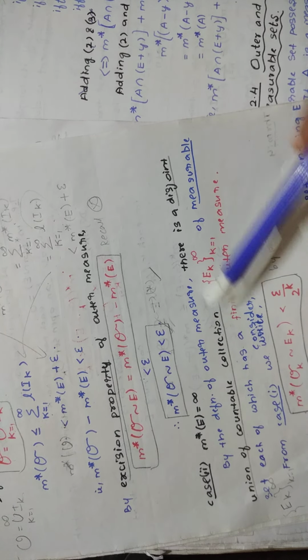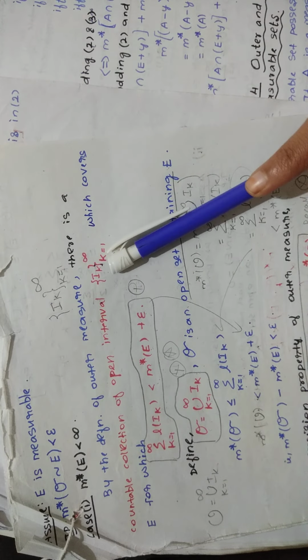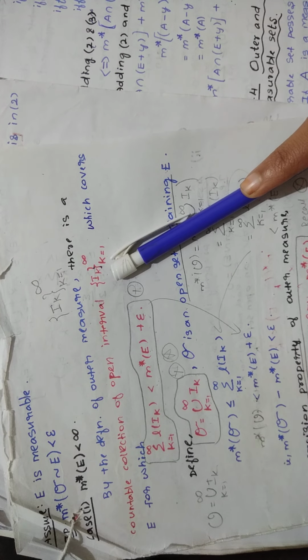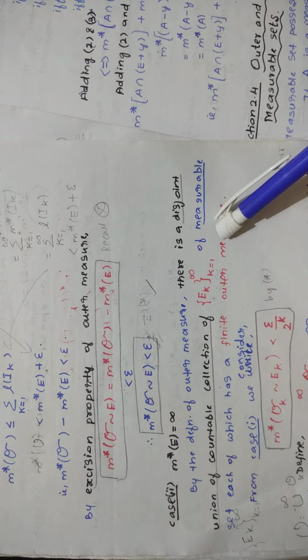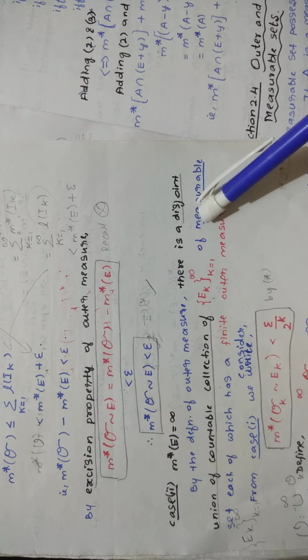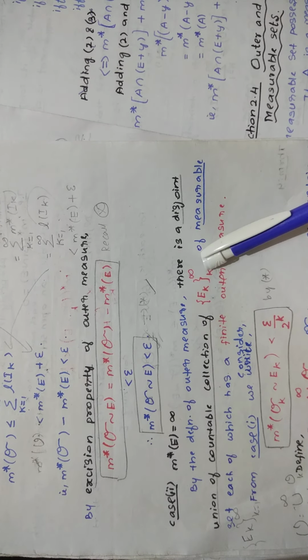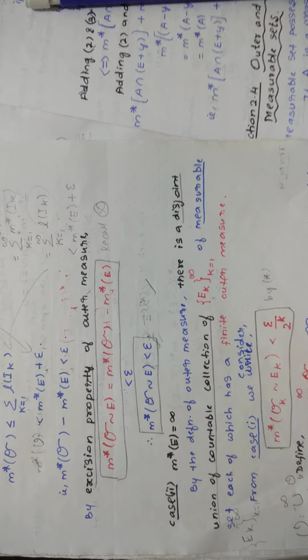By the definition of outer measure, there is a disjoint union of countable collection of Ek. There you got a collection of open intervals, right? Here you are getting a collection of measurable sets. That is the difference. They are a disjoint union of a countable collection of measurable sets, that is Ek, k equal to 1 to infinity, each of which has a finite outer measure. It means E1, E2, E3, E4, up to infinity are having finite outer measure.